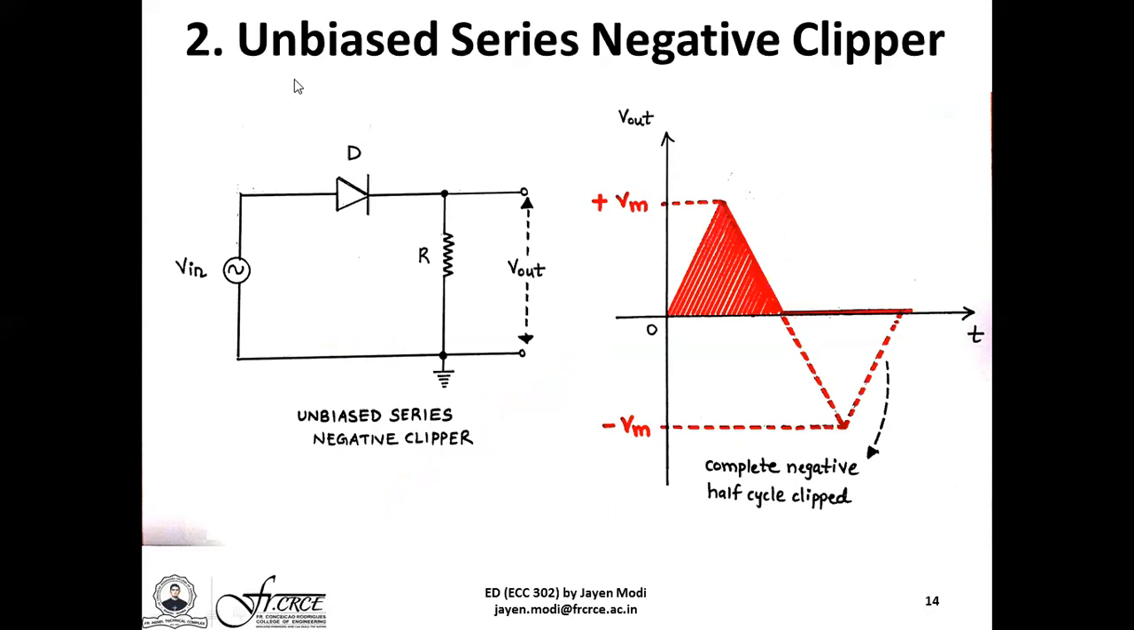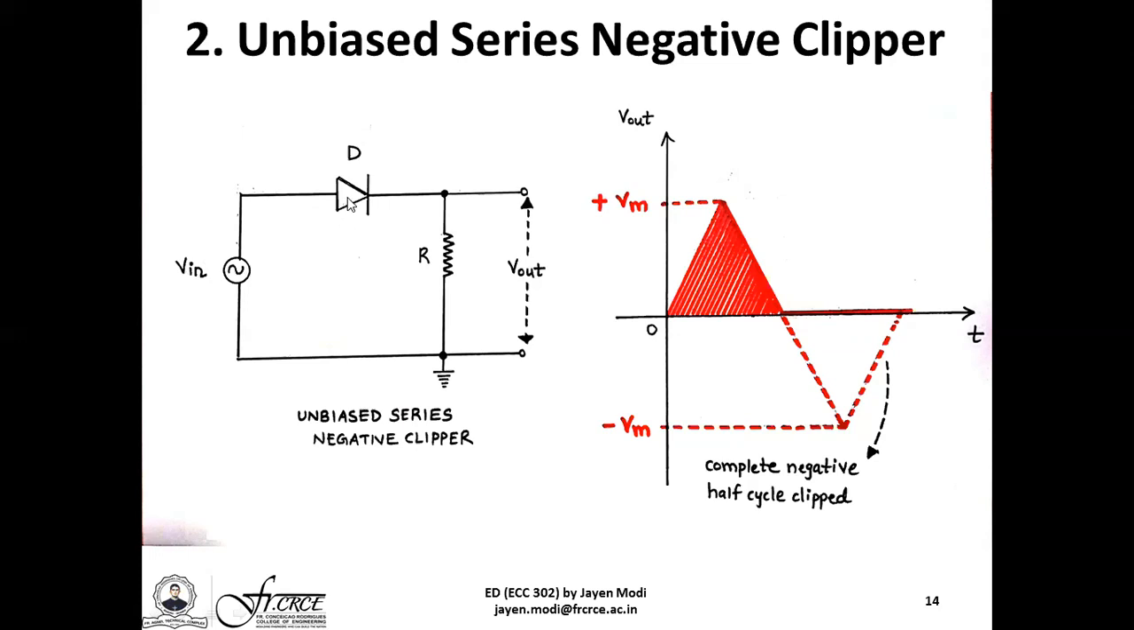And since it is an unbiased series negative clipper, you do not have any DC battery reference voltage source connected anywhere. And the name series initially implies that the input signal is connected in series with the diode, because whatever is the current sourced from the AC input signal, the same current is actually flowing through the PN junction diode.